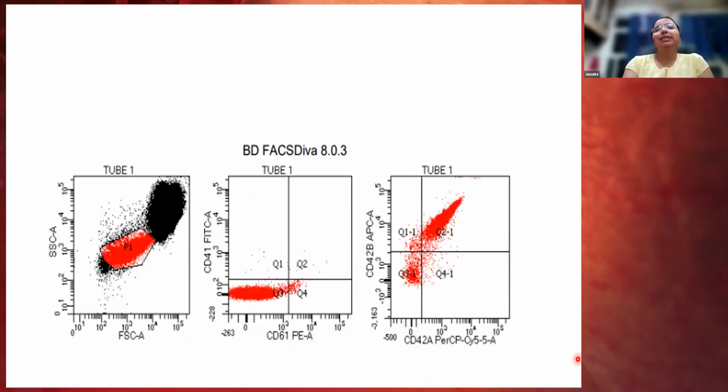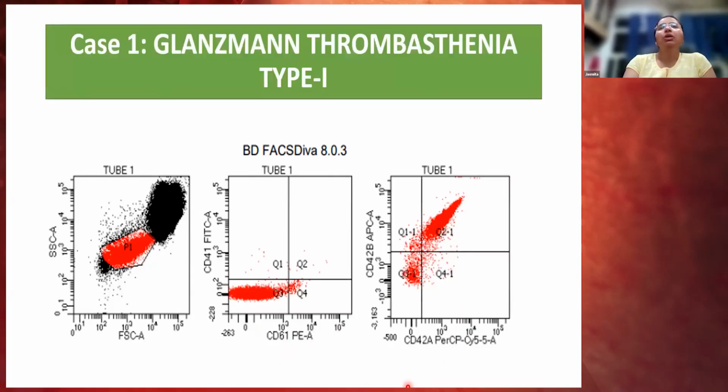So let us look at the platelet glycoprotein graph for this patient. You see here that these cells, your platelets, are binding 42a and 42b, and they are not binding 41 and 61 at all, which means that our suspicion of Glanzmann thrombasthenia is confirmed, and there is no antigenic expression of these 41-61 proteins here. So we have the diagnosis for case 1. It is Glanzmann thrombasthenia type 1.